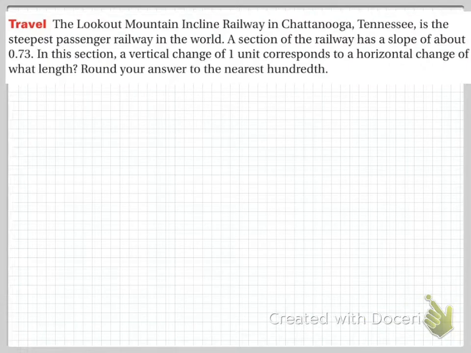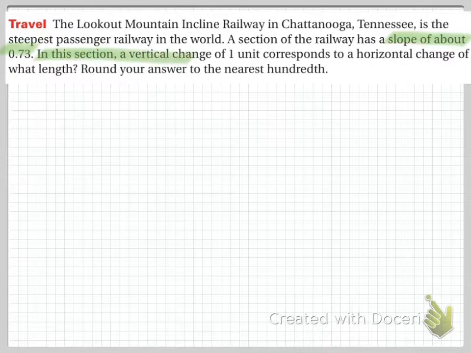The Lookout Mountain Incline Railway in Chattanooga, Tennessee, is the steepest passenger railway in the world. A section of the railway has a slope of about 0.73. In this section, a vertical change of 1 unit corresponds to a horizontal change of what length?